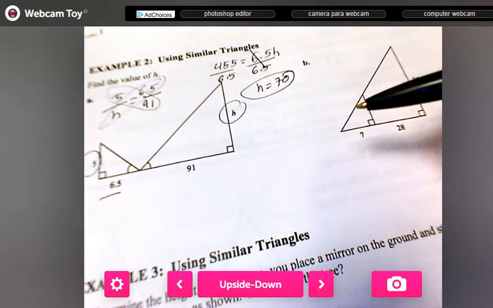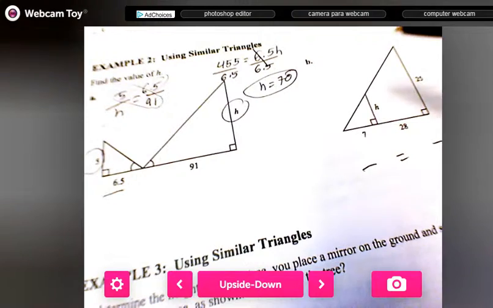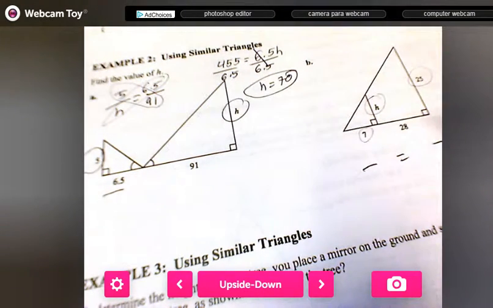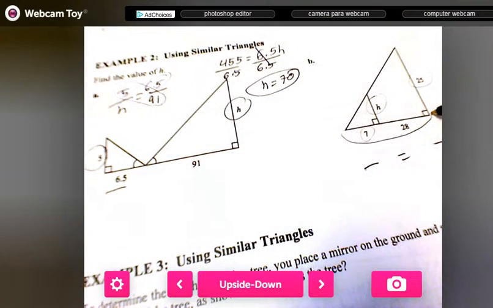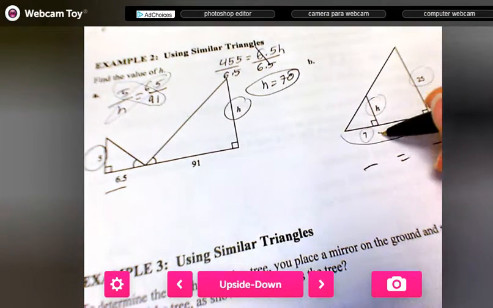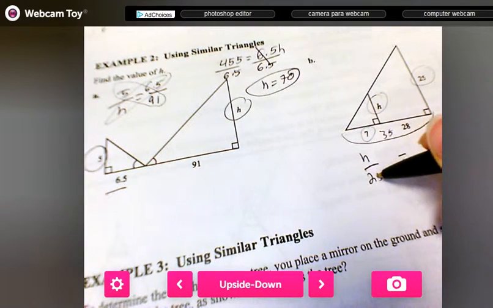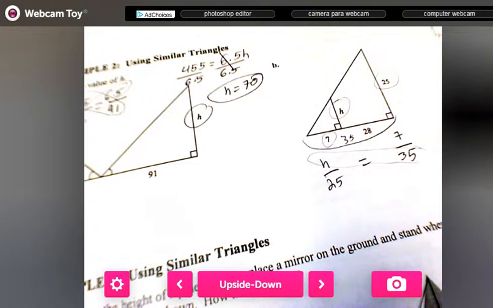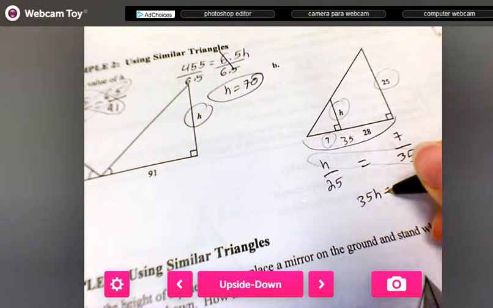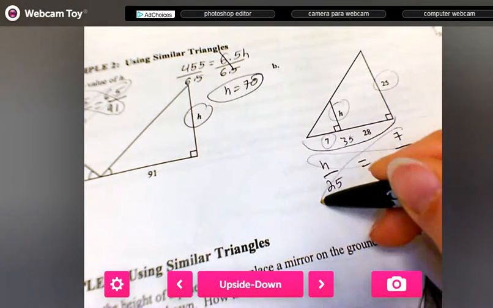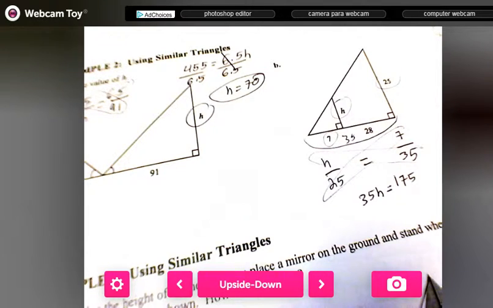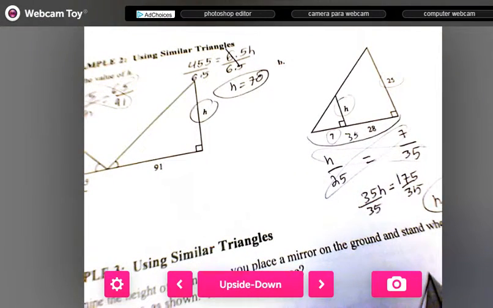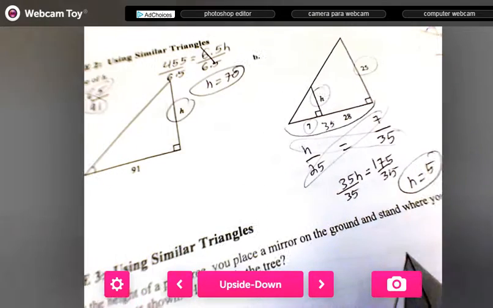We're moving on to B. What do I want to put here? What does H go with? 25. Good. Okay. And then this is harder. 7 goes with what? 28. Not 28. I want this whole thing. So what's 28 plus 7? 35. Good. So I'm going to go H over 25 equals 7 over 35. And then I'm going to cross multiply. And I get 35H equals 175. We're okay so far? Yep. And I get H equals 5. Okay, we're going to do one more, and then I'm going to go over the homework.